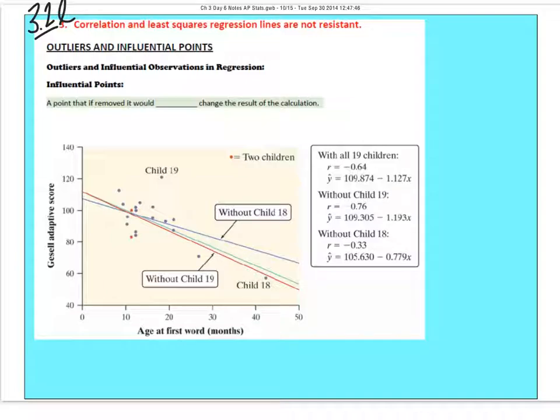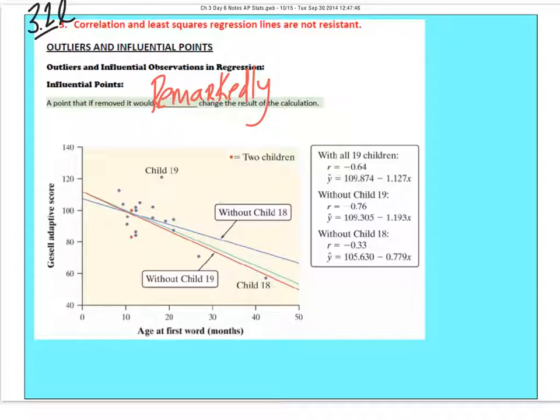It is that a point, if it is removed, would remarkably change the results of the calculation. In this word remarkably, it's a stronger sense. So not just kind of changing it, but remarkably. So is it an outlier, or is it an influential point that's also an outlier? Here's a really good example.